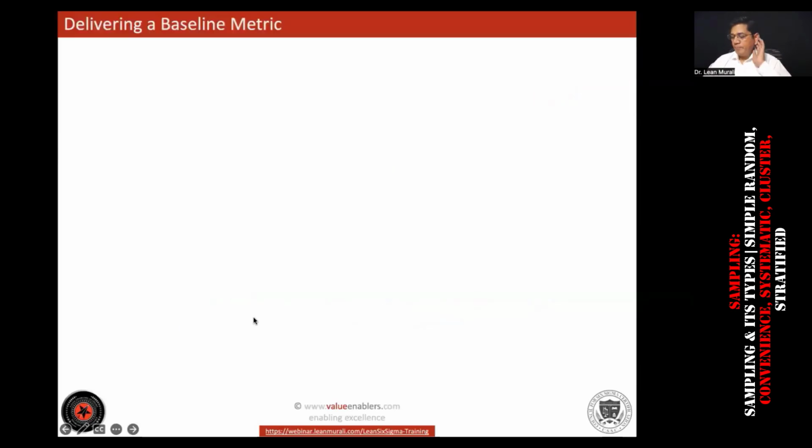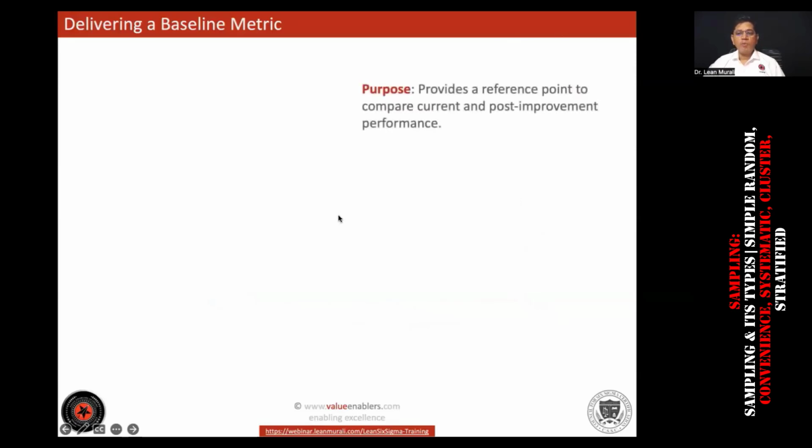Superb. Now, a very important thing: what cannot be measured cannot be improved. How many of you agree? Type agree in the chat box. How many of you super agree? Type S for super agree in the chat box. What cannot be measured cannot be improved. You have to measure it to improve it, because you need to know where you are now and where you want to go later.